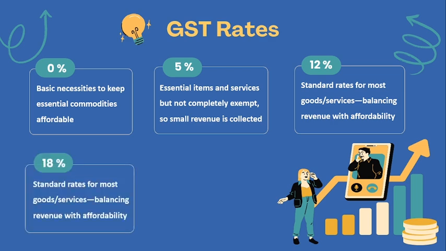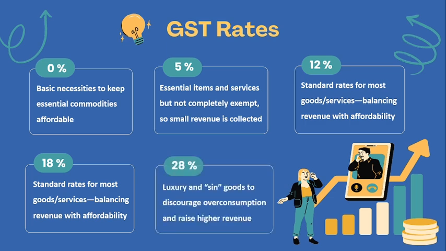Next rate is 18%. It is also a standard rate for most goods and services, balancing revenue with affordability. Some examples are branded clothes, air conditioners, refrigerators, telecom services, insurance, non-AC restaurants, etc. And the last one is 28%. It is charged on luxury and sin goods to discourage overconsumption and raise higher revenue. For example, luxury cars, aerated drinks, tobacco, 5-star hotels, etc.